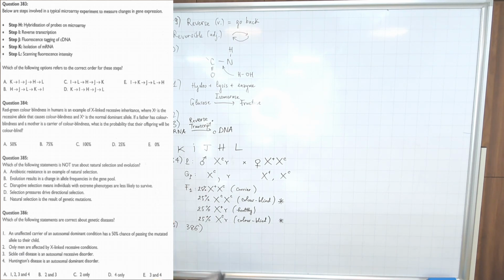Question 386. Which of the following statements are correct about genetic diseases? Những câu nào sau đây là đúng về những bệnh di truyền? 1. An unaffected carrier of an autosomal dominant condition has a 50% chance of passing the mutated alleles to their child. Một người mang gen bệnh của một tình trạng trội, nhiễm sắc thể thường, mà người này không bị ảnh hưởng, thì có 50% để truyền allele bị đột biến này cho con của họ.